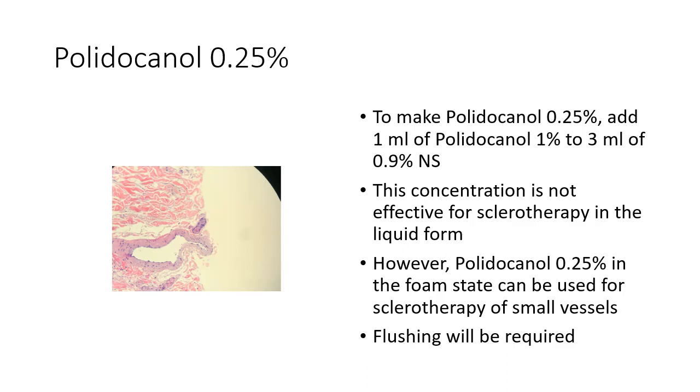To make polydocanol 0.25%, we add 1 milliliter of polydocanol 1% to 3 milliliters of 0.9% normal saline. This concentration is not effective for sclerotherapy in the liquid form. As you can see in this slide, there are still endothelial cells present. The intimal membrane looks intact. So we do not use this for sclerotherapy by itself. However, if you do the foam state of polydocanol 0.25%, you can use this for sclerotherapy of small vessels, but flushing will be required because clotting will occur after foaming the spider complex.